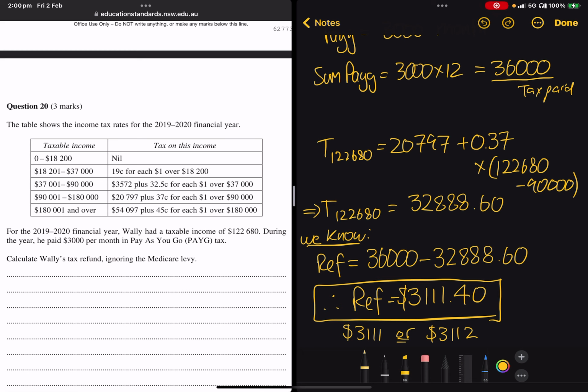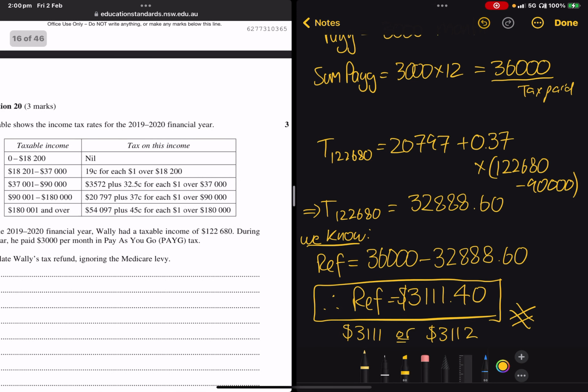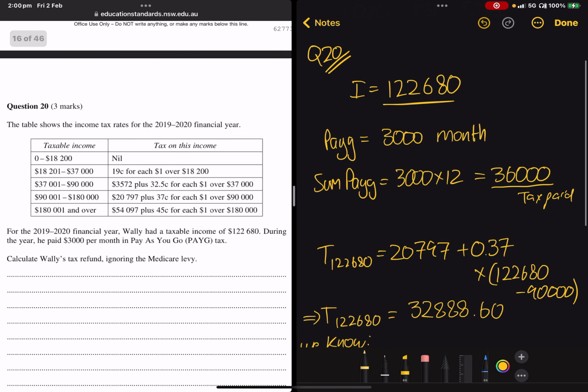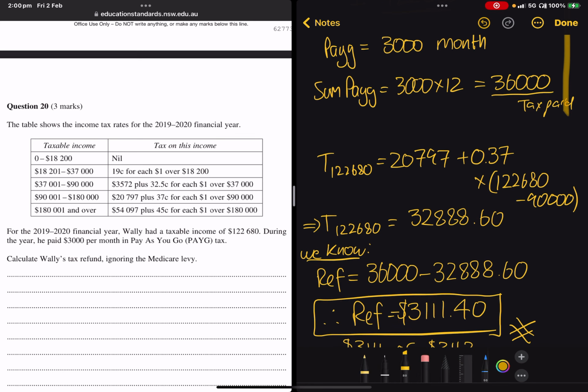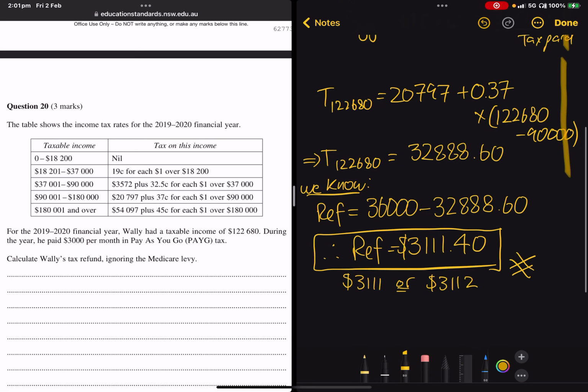So let's have a look at the marking. This is worth 3 marks. In this question, you will get 1 mark for attempting to find the taxes paid using the income, using the tax table. You get 1 mark for some working. So if you have some working that's relevant to this question, that'll get you a mark. For a second mark, you'll likely need the expected tax payable, so the tax payable on his income. And then for the third mark, you will need the refund. And the refund in this case is best to leave in terms of dollars and cents.